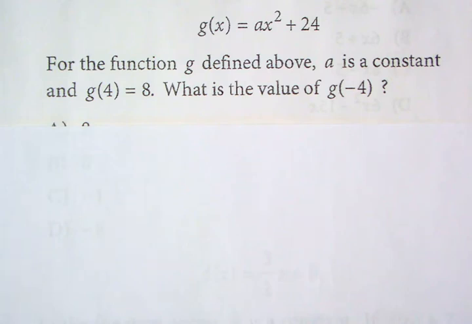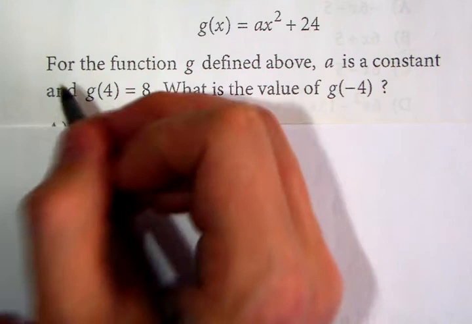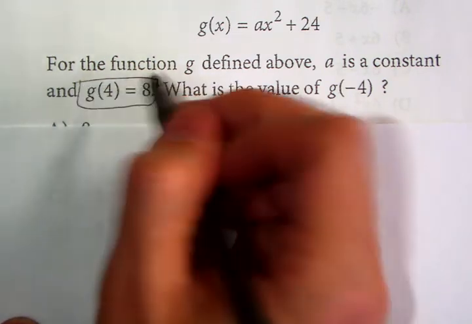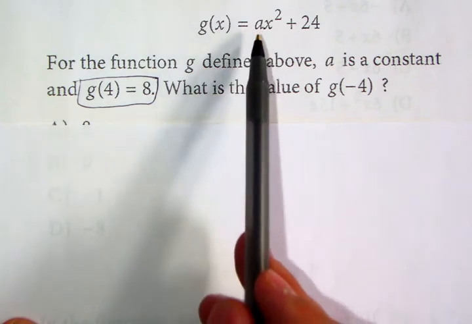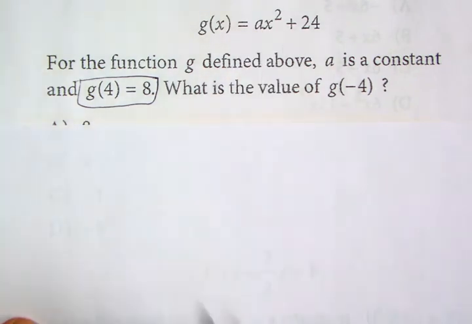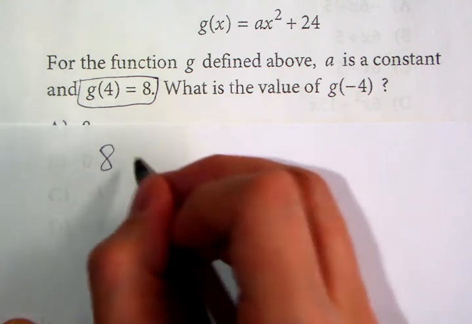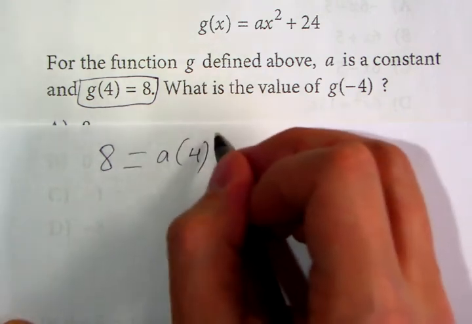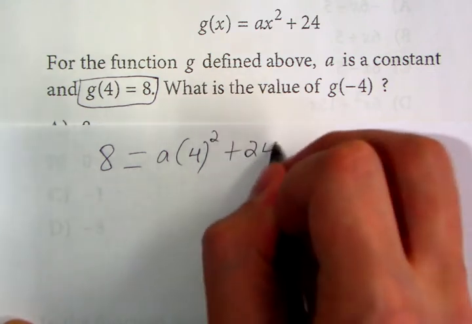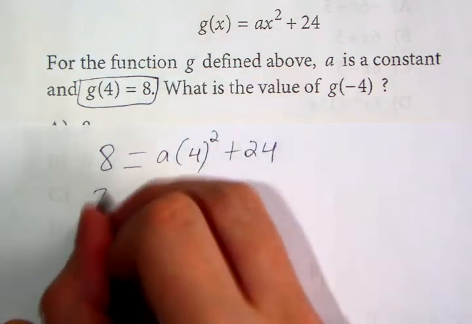For function notation, we're going to take this part here, g of 4 is equal to 8, and we're going to plug those numbers into our function to solve for a. So 8 is our output, which goes on the left, and 4 replaces x. We take 4 squared to get 16.